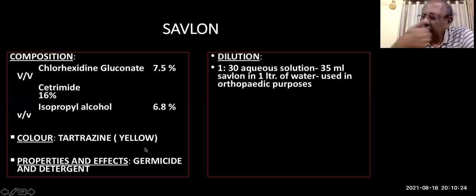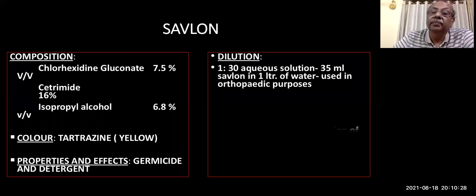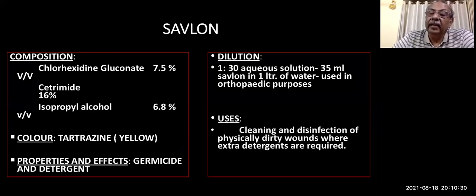The dilution that is commonly used is 1 in 30, which you should remember. And it is for cleaning and disinfection of physically dirty wounds where extra detergents are required. So detergents are useful in cleaning wounds, and that is why Savlon is commonly used. The problem with Savlon is some organisms can grow in the Savlon, especially the Pseudomonas.